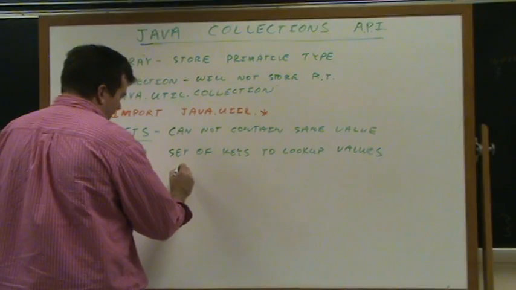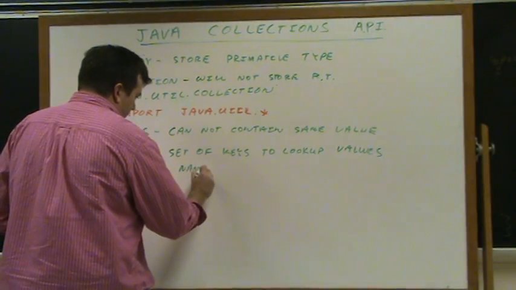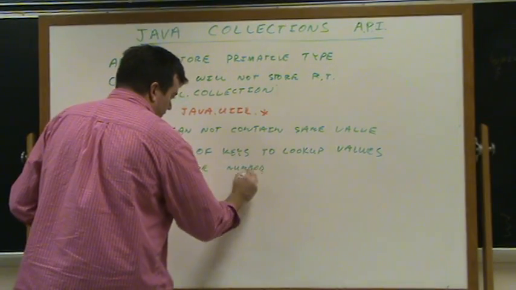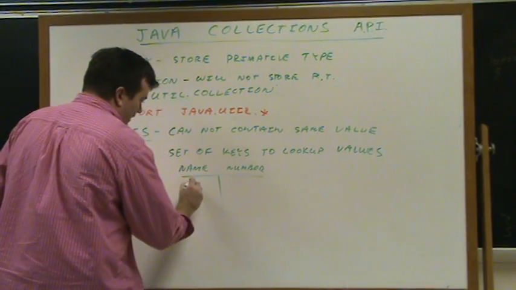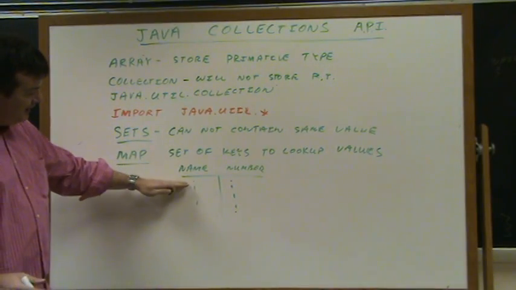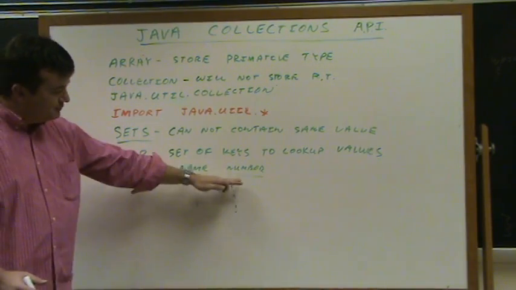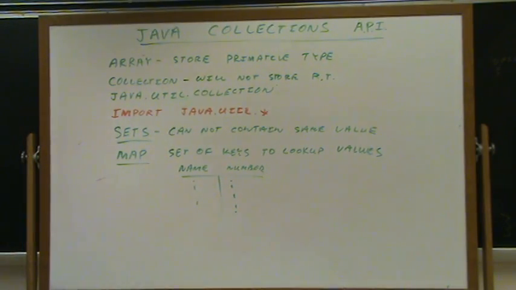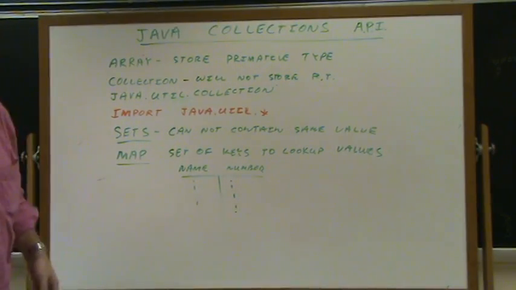So for example, you could have name and number. And so you have a bunch of names and a bunch of numbers. You're saying somebody's name maps to a certain number, and now you can look up the number by a name. So it seems like an abstract type, but you use this on your cell phone.